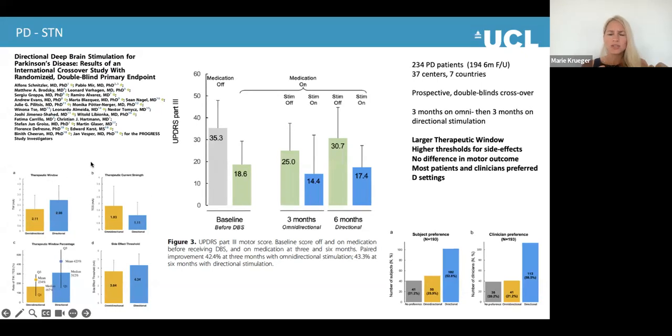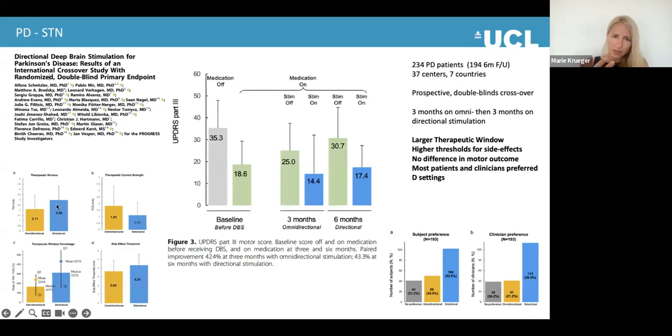And what they did was they put all the patients on an omnidirectional mode for 3 months. And then they switched all the patients to a directional mode after these 3 months. So after 6 months, they got the results on the directional modes. Now, apparently the patients and the clinicians were blinded, but they didn't randomize these settings, but let's hope they were really blinded. If you look at the therapeutic window, again, directional electrodes were superior.